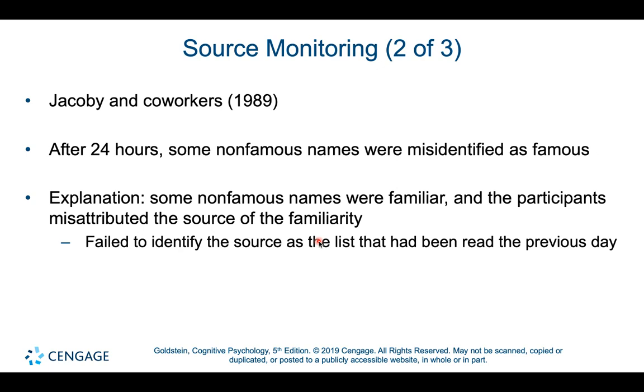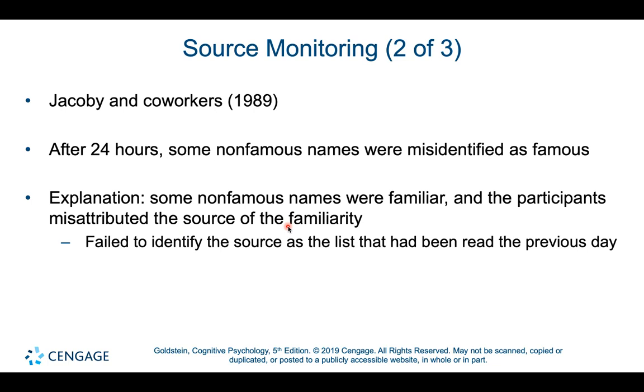Another really interesting experiment that shows us something about source monitoring errors is some work by Jacoby and colleagues in 1989, where people were given a series of names. Some of them were names of famous people, and some of them were just random names, not famous people. Often when people were hearing these names, they would identify the non-famous names as being famous people because participants misattributed the familiarity of hearing that name again with that person being famous.